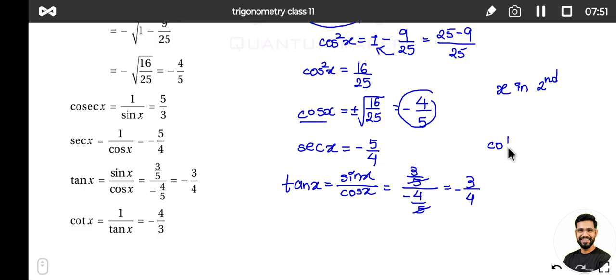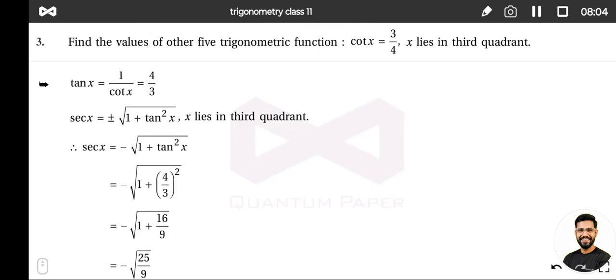Then cot. So cot x is nothing but the reciprocal of tan. So tan is negative 3 by 4, so the reciprocal is negative 4 upon 3. So we got all the ratios. Look at the next question.